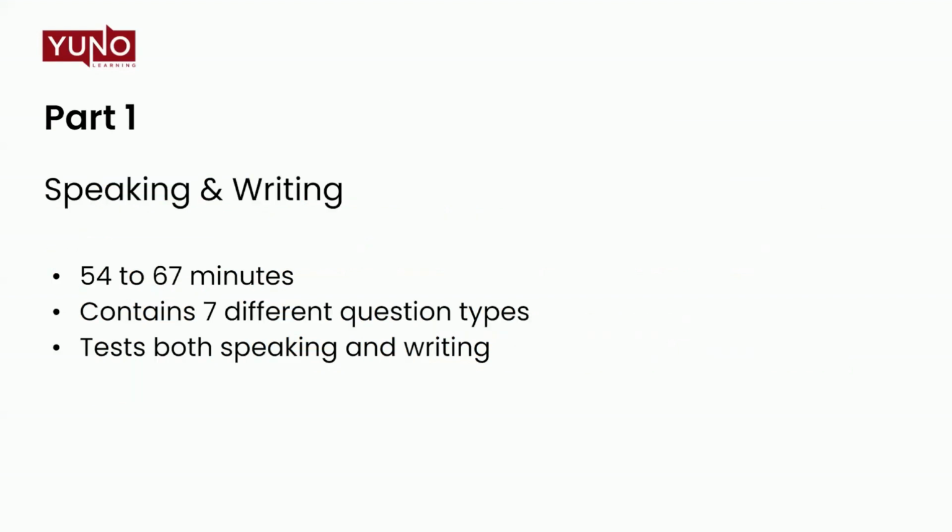Then we start with part 1. Part 1 tests 2 modules, speaking and writing. It lasts for 54 to 67 minutes and contains 7 different question types. What we have to remember throughout the PTE exam is that for some questions, you will get the time, for how long that is there. You'll know that it is for 3 seconds, 30 seconds, 90 seconds. And for the others, you just have to move quickly from one question to another. So manage your time well.